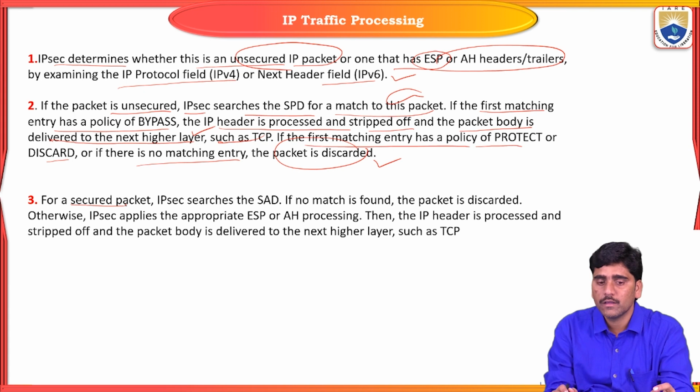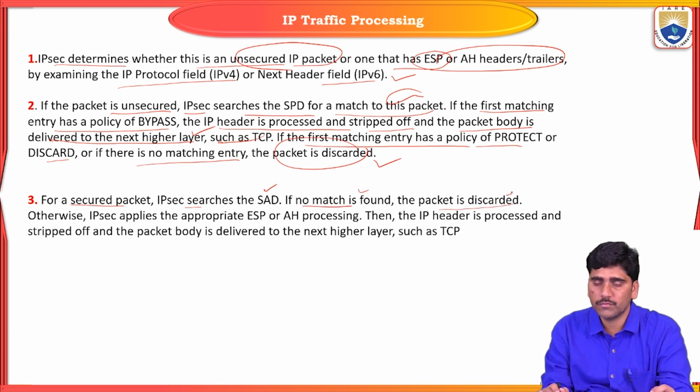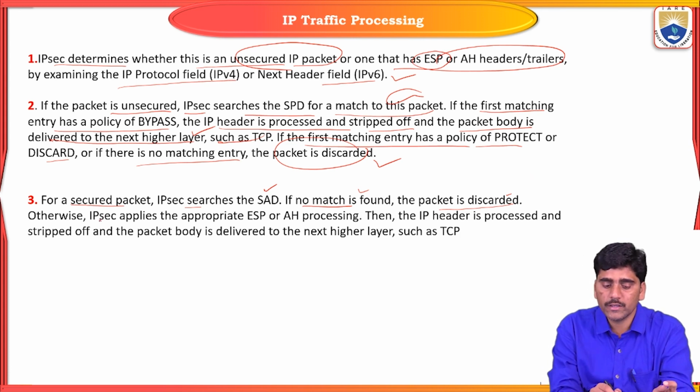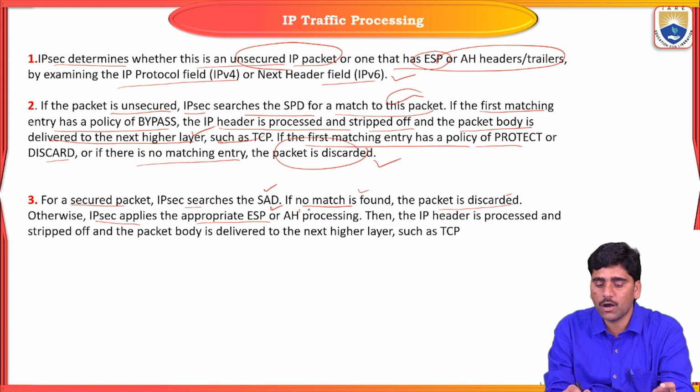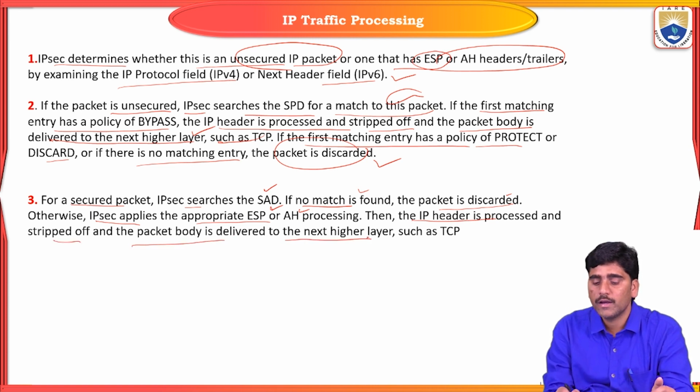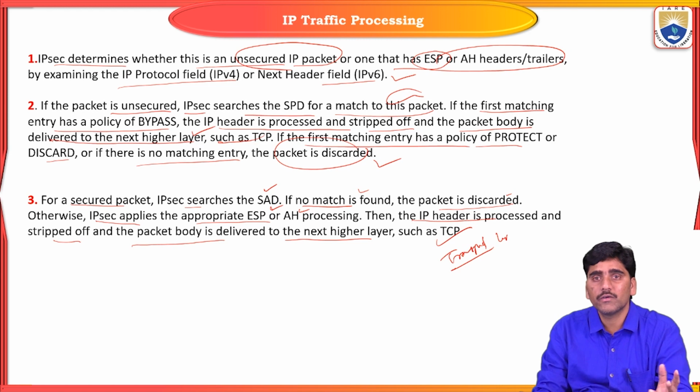For a secured packet, IPsec searches the security association database first. If no match is found, then the packet is discarded. Otherwise, IPsec applies the appropriate ESP or AH processing. Then the IP header is processed and stripped off, and the packet body is delivered to the next higher layer, such as the transport layer. So this is the way inbound packets and outbound packets are transmitted from one layer to another layer.